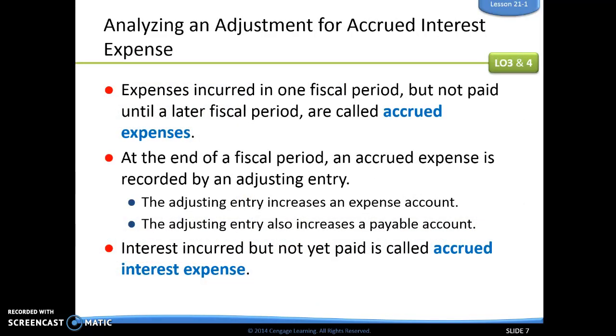Analyzing an adjustment for accrued interest expense. Accrued expenses are expenses that are incurred in one fiscal period, but they're not paid for until a later fiscal period. When we say incurred here, it means that we have that expense. However, we did not pay for that expense in that same fiscal period. At the end of a fiscal period, an accrued expense is recorded by an adjusting entry. The adjusting entry increases an expense account. The adjusting entry also increases a payable account. Interest incurred but not yet paid is called accrued interest expense.